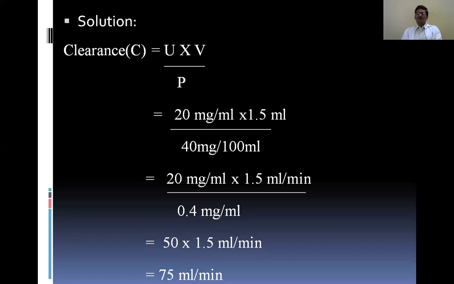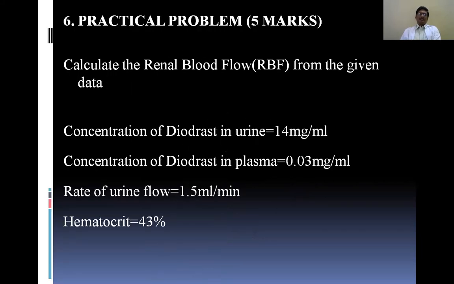So you understood how various markers can be used to assess the filtration function. But similarly, we can use other markers to calculate the other functions of the kidney. That we are going to see in the next problem: how to calculate the renal blood flow from the given data. Now, before we get into the calculation, let us see how our kidney handles different substances.